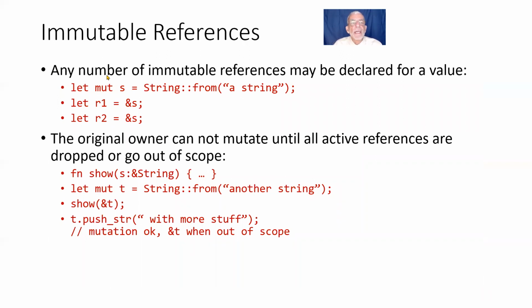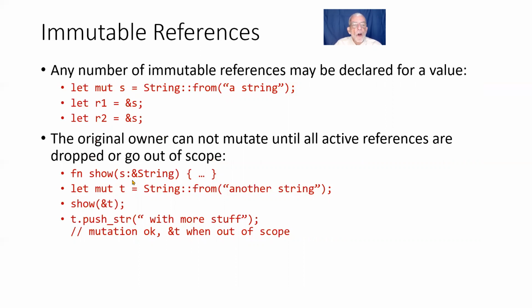Immutable references: I can have any number of immutable references. And so here's immutable s with 2 immutable references. The original owner cannot mutate until all active references are dropped or go out of scope. So I can call drop on r1, drop on r2, then I can mutate.